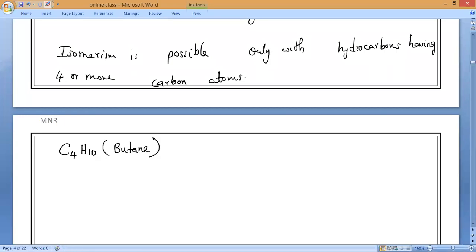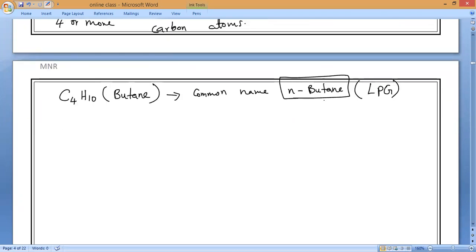So if we take butane, the IUPAC name is butane. What is the common name? N-butane. What is the major source of butane? Our LPG cylinders, liquefied petroleum gas. The major composition of the gas is butane only, along with small amounts of propane and ethane.